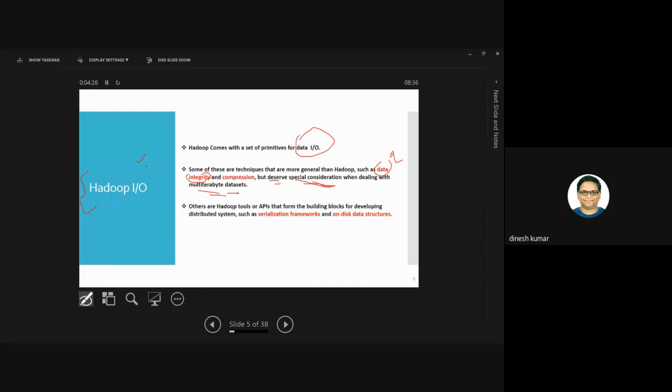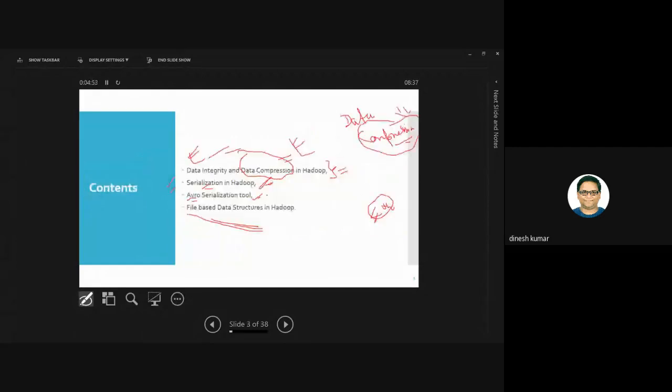Others are Hadoop tools or APIs that form building blocks for developing distributed systems, such as serialization frameworks and on-disk data structures. We will talk about this serialization framework and on-disk data structures as we have seen here.